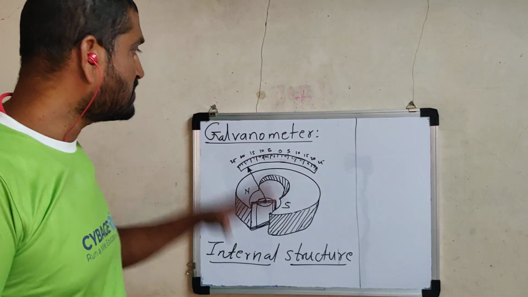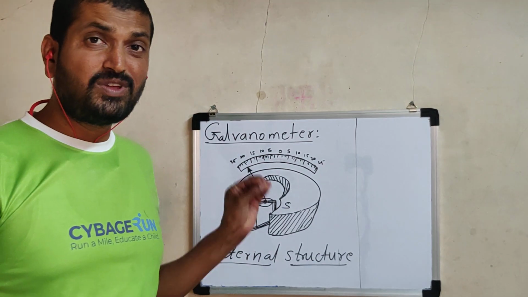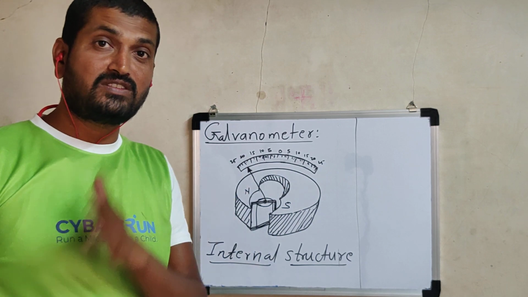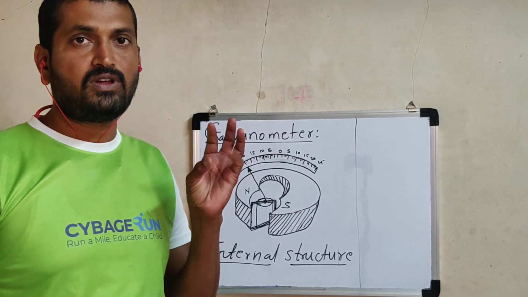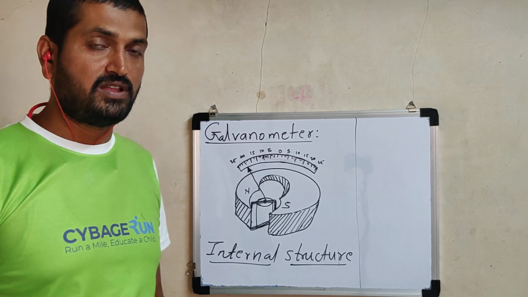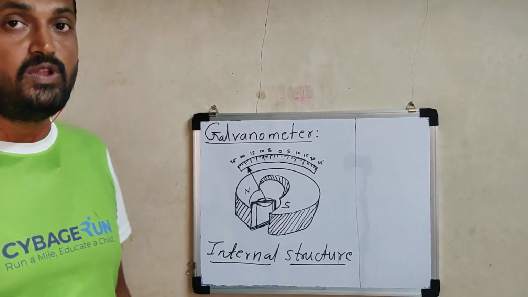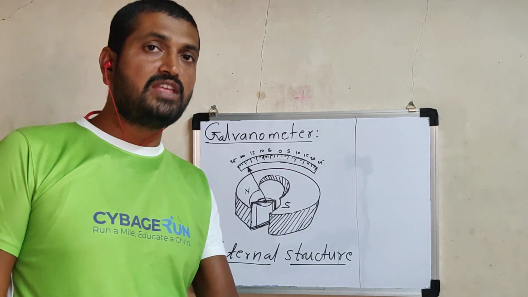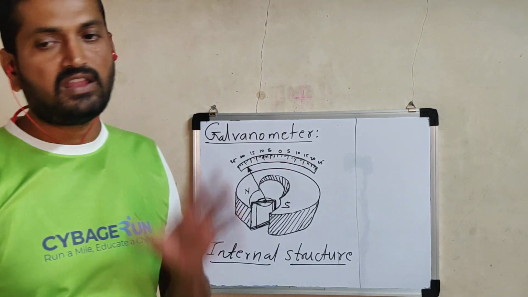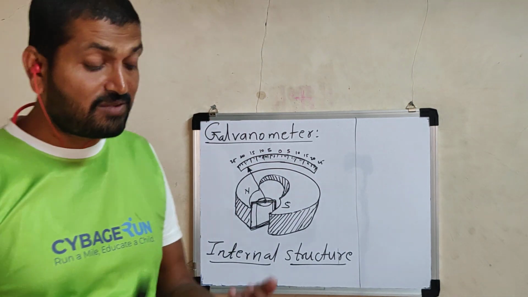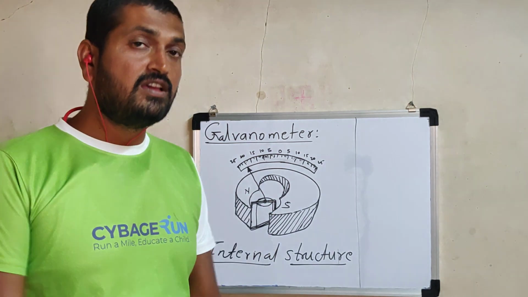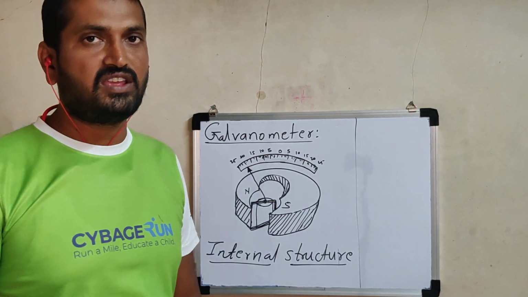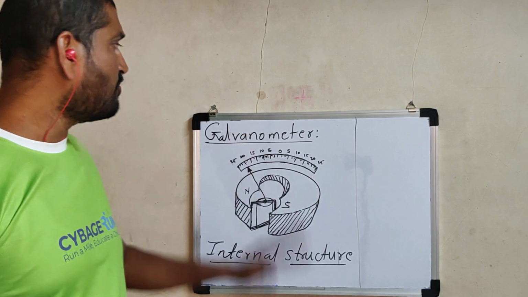So let us first consider the definition. We already considered the application part in the previous two articles: first one, meter bridge, and second one, potentiometer. So galvanometer, we know that it is a device to detect or measure a small amount of electric current in a given circuit. Listen to me carefully. Detect or measure a small amount of electric current in a given circuit. So this is the definition for this device.